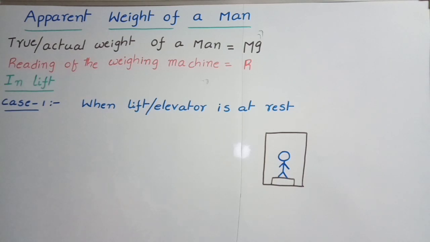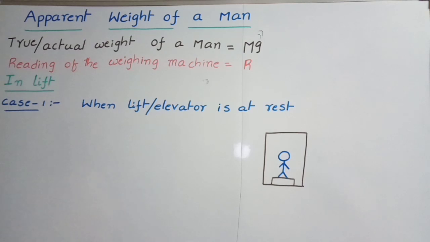Next situation: apparent weight of a man in a lift or elevator. It is a common experience for all of us. While a lift is going in the upward direction, we feel our weight increases. In the same way, when the lift is moving down, at that time also we feel our weight increases. So how does our weight increase, and how does it decrease? Now we see in this case.